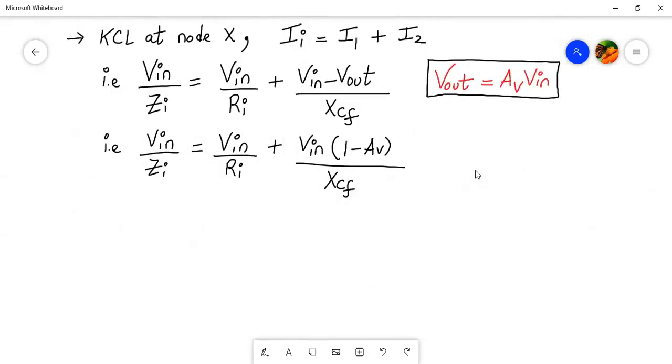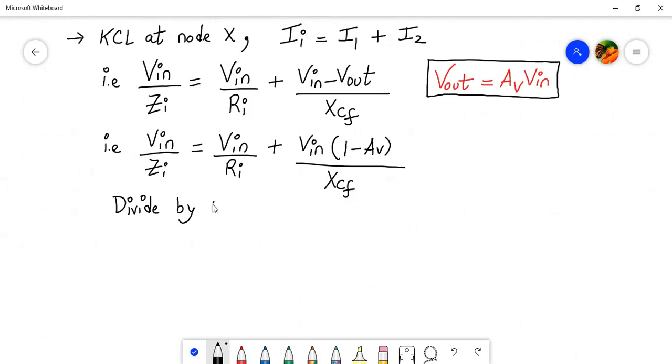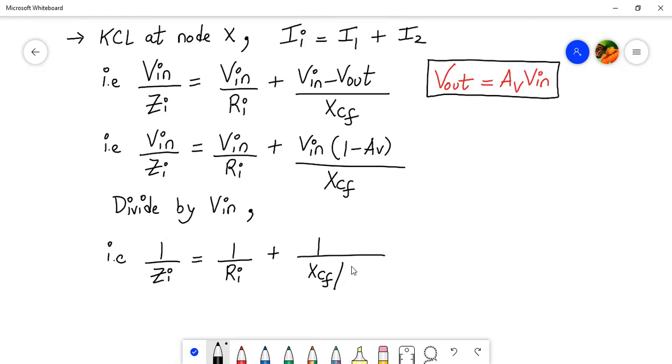Now next step is that we will divide throughout by V in, right? Divide numerator and denominator throughout by V in. So what do we get over here? We get 1 upon Zi is equal to 1 upon Ri plus 1 upon XCF, and here we can take this 1 upon 1 minus Av down below here. So we can get like this. Okay, it means the same only. Only thing is I have taken this 1 divided by that. So this means it will be at the top only, right? But we are writing in this form.